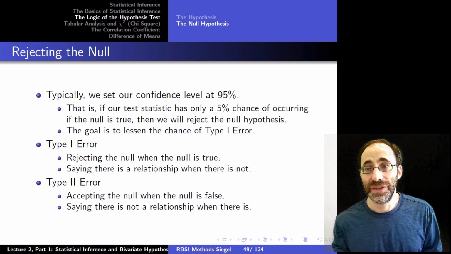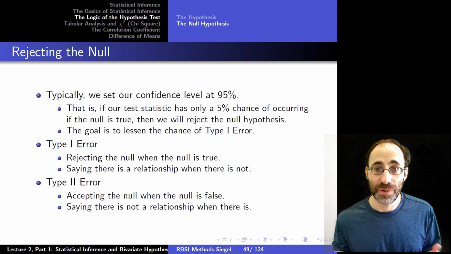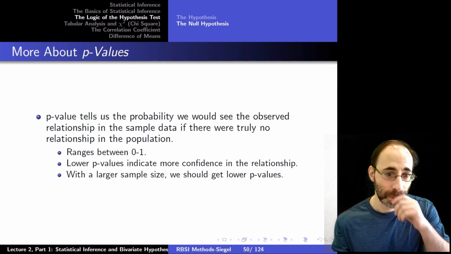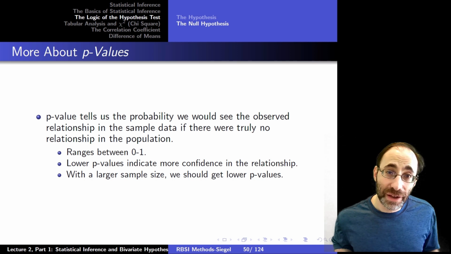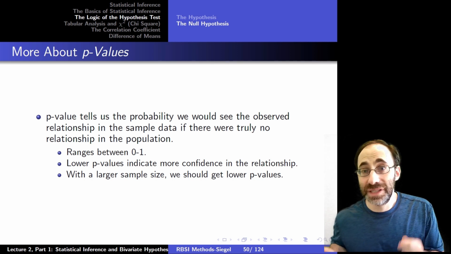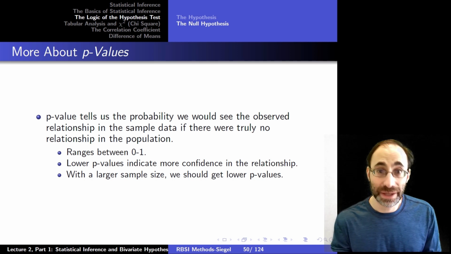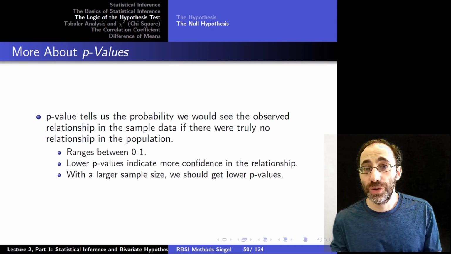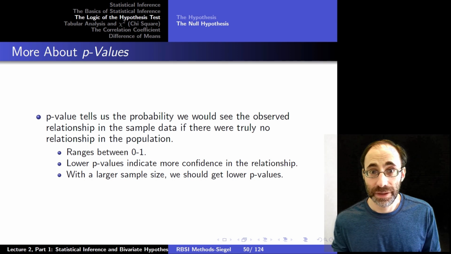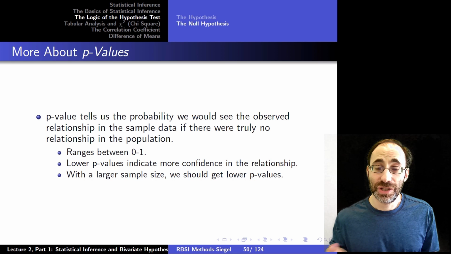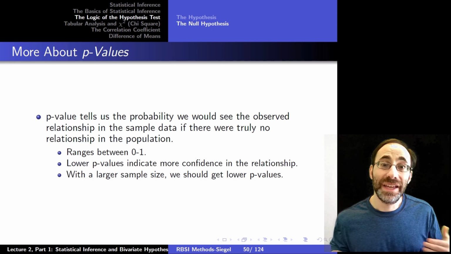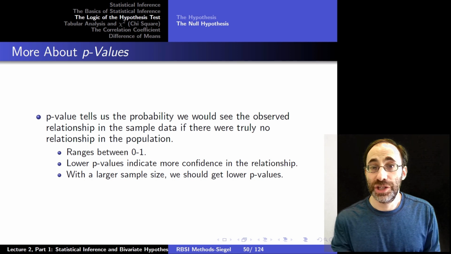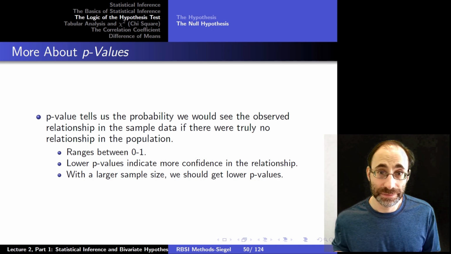So there's this trade-off, and you have to think in your particular context which is more important to you. Okay, a little more about p-values. Again, p-values are the probability that we would see the observed relationship in the sample data if there were truly no relationship in the population. So the probability that we saw a particular observed relationship in the sample data given that there's no relationship in the population at all, given that the null is true.